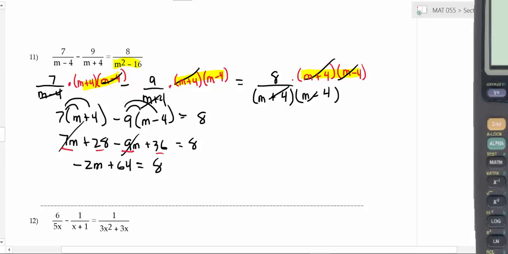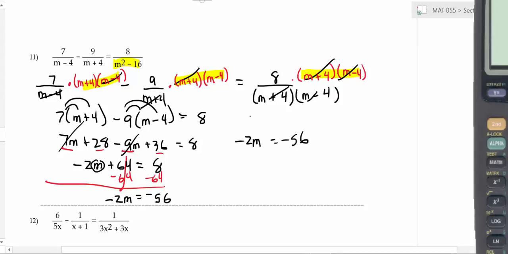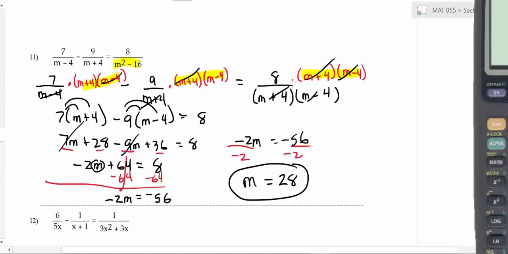Now you want to get m by itself, so you need to get rid of the 64. We're going to subtract 64 from both sides. That should leave us with negative 2m equals negative 56. Now you want to divide both sides by negative 2. And the answer is positive 28. Half of 56 is 28. Two negatives divide to make a positive. So that's your answer to your problem.